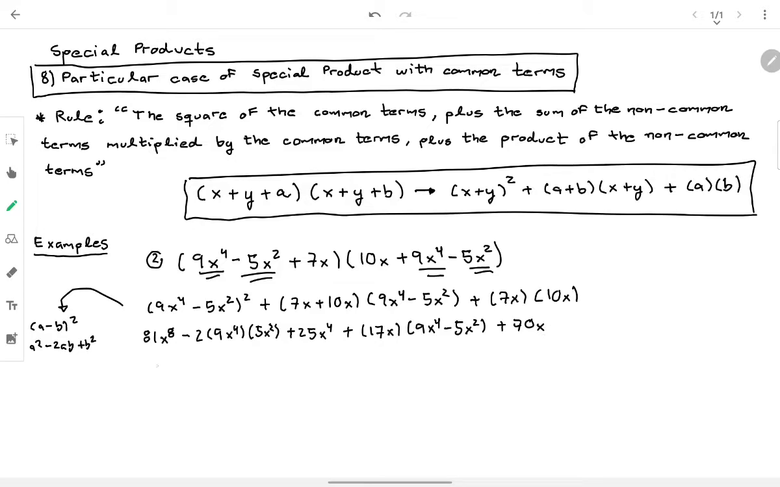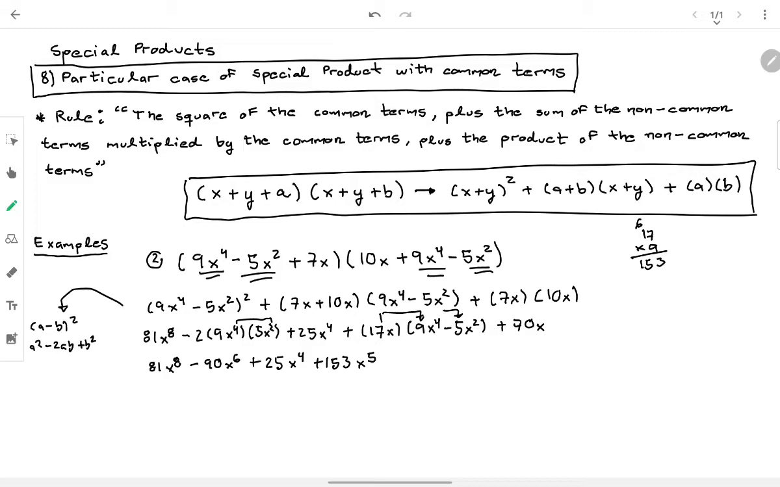So we are getting something like 81x to the 8 minus 90x to the 6. Remember, we need to add the powers, 4 plus 2, plus 25x to the 4. Then we will get this one multiplies this one and this one, so we will get 17 times 9, it's going to be plus 153x to the 4, and x, it's going to be x to the 5th.